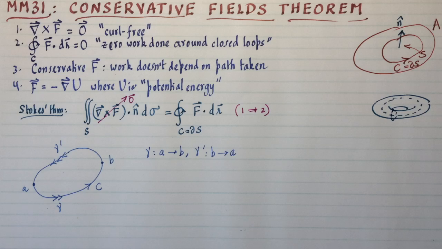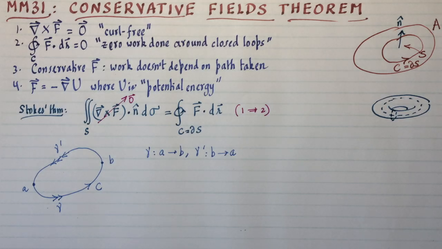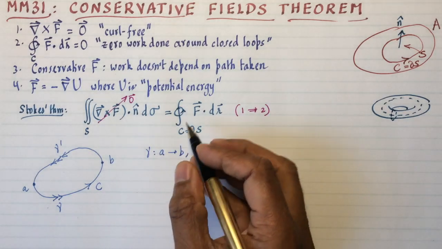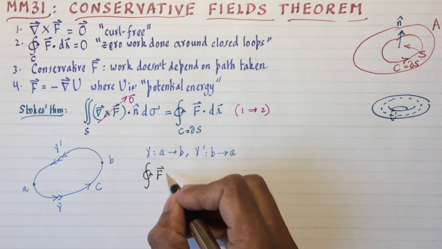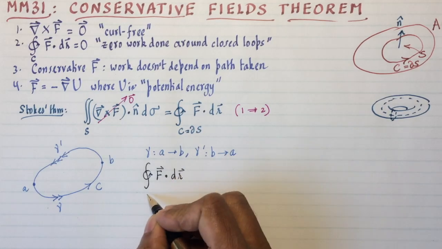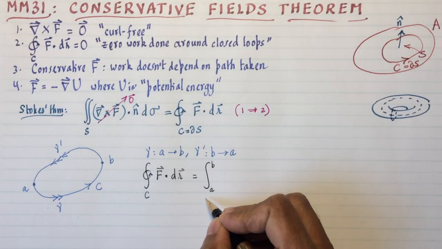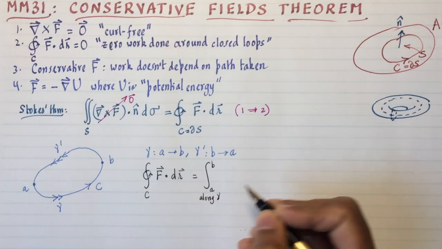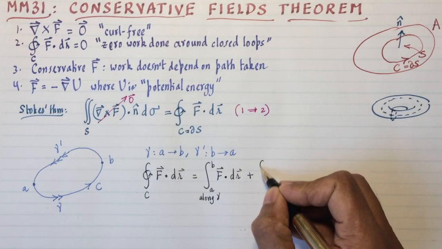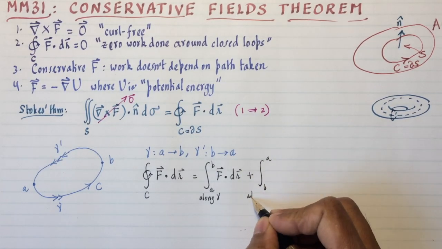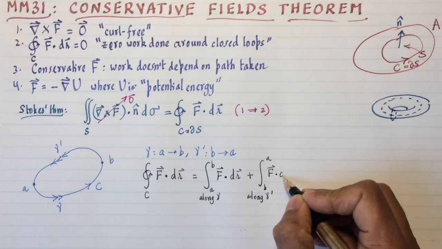Now we are ready to show that if 0 work is done around closed loops, then work does not depend on the path taken. How does the proof work here? It works by using the principle of splitting up the integral, the additive property of integrals, in other words. So if I have f dot dr along the curve C, I can split it up into the integral from A to B along gamma f dot dr plus the integral from B to A along gamma prime, the same f dot dr.